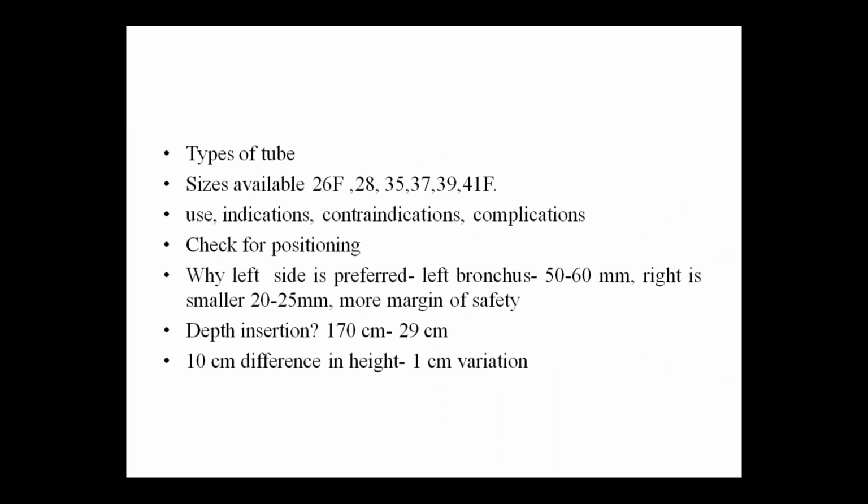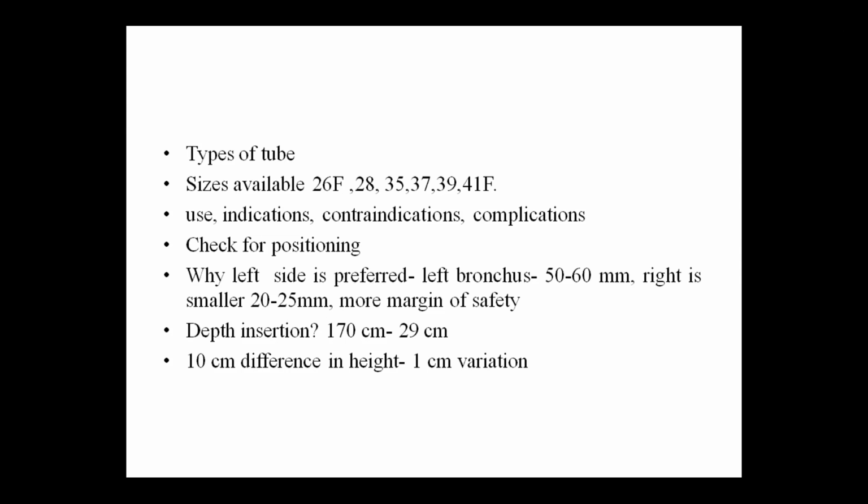The left bronchus is 50 to 60 millimeters, the right is smaller, so there is more margin of safety. What should be the depth of insertion? Usually with a height of 177 centimeters, a depth of 29 centimeters is fine, and with every 10 centimeter difference in height, there is a 1 centimeter variation. Those are very vague kinds of things, but it's written in the literature, so I'm mentioning it.